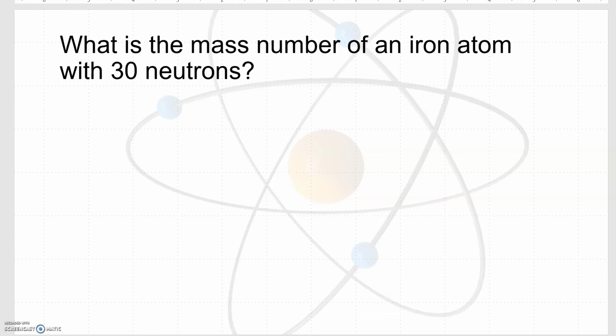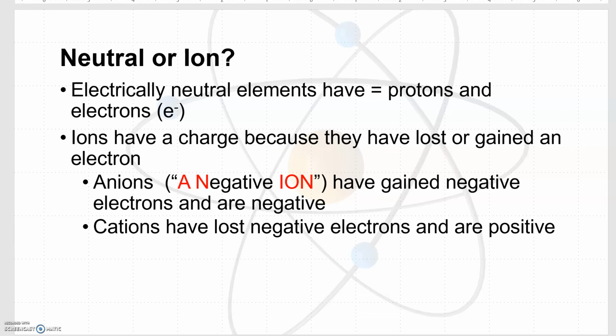Here's one for you to try. Pause the video and see if you can do this on your own, and we'll give you the answer in just a few seconds. The answer is 56 AMUs. So where I start with this is I find iron on my periodic table. The symbol is Fe, and I see that it has 26 protons. So the atomic number is 26, meaning we have 26 protons. I add that to the number of neutrons to get the answer, the mass number in AMUs. Yep, it's that simple.